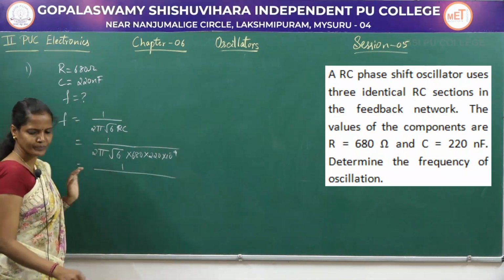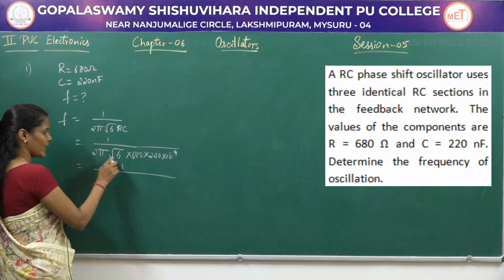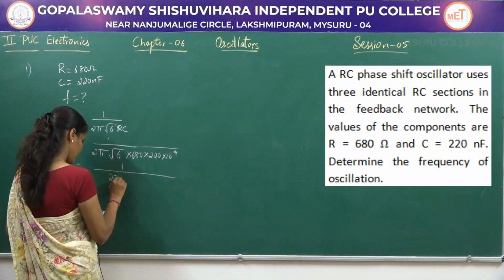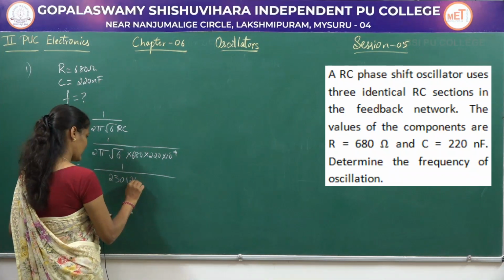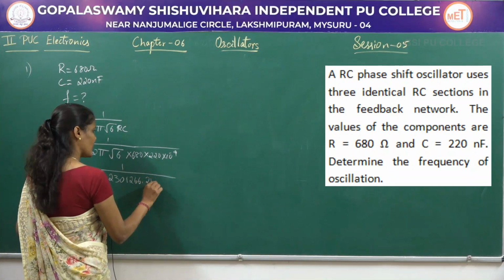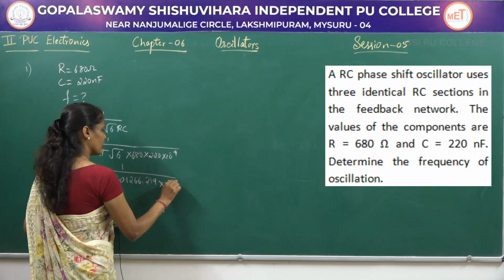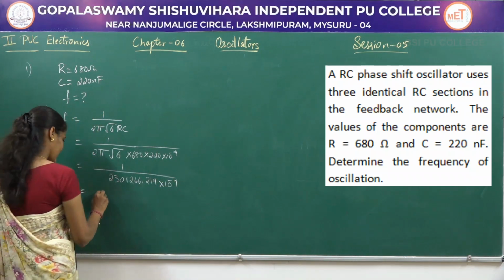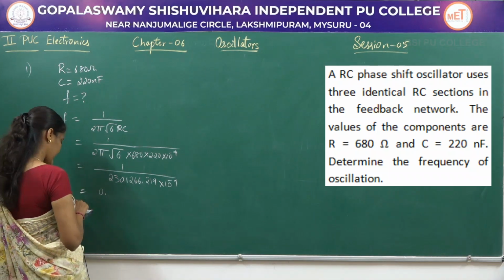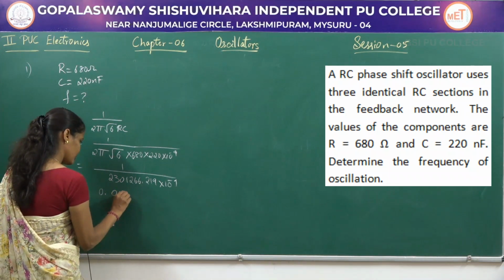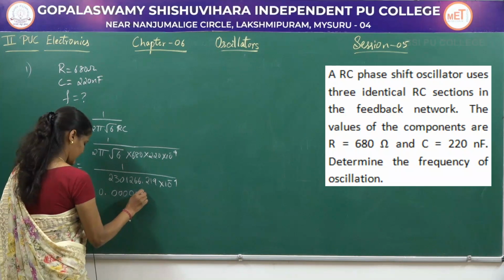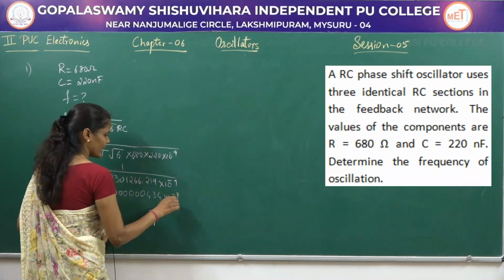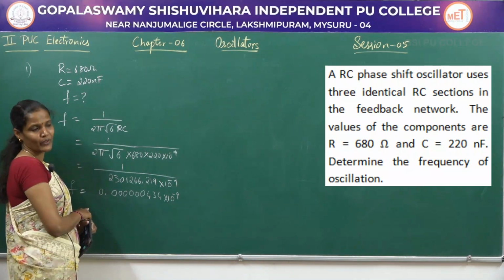1 divided by, when I multiply 2 pi root 6 into 680 into 220, I will be getting 2301266.219 into 10 to the power of minus 9. So, let me divide this. So, I will be getting 0 point followed by 6 zeros, 1, 2, 3, 4, 5, 6, 4, 3, 4 into 10 to the power of minus 9. So, this is the frequency.